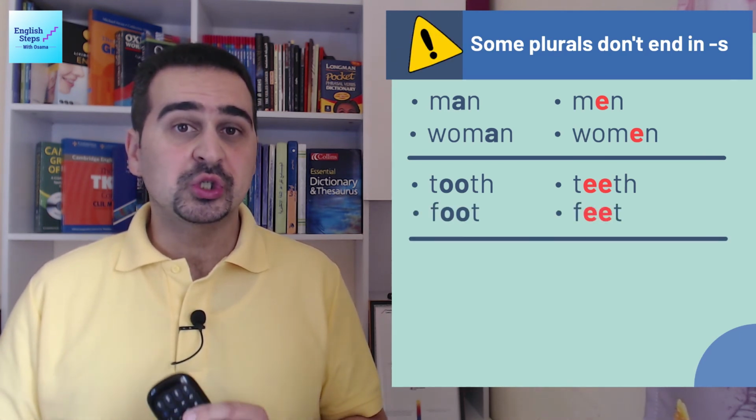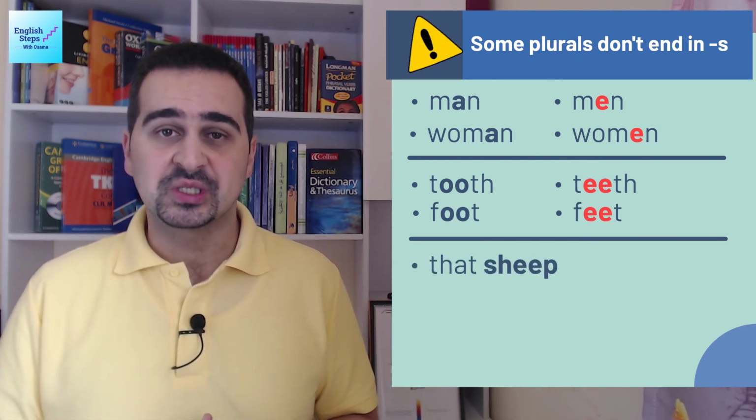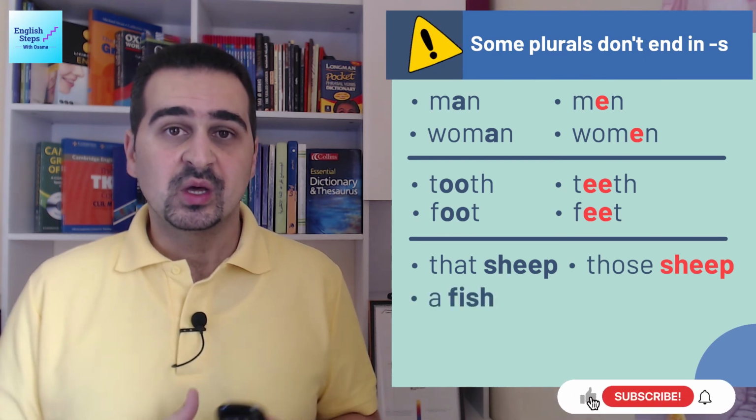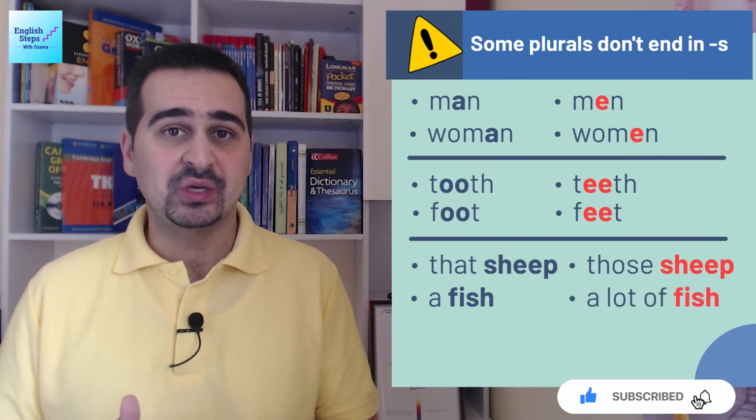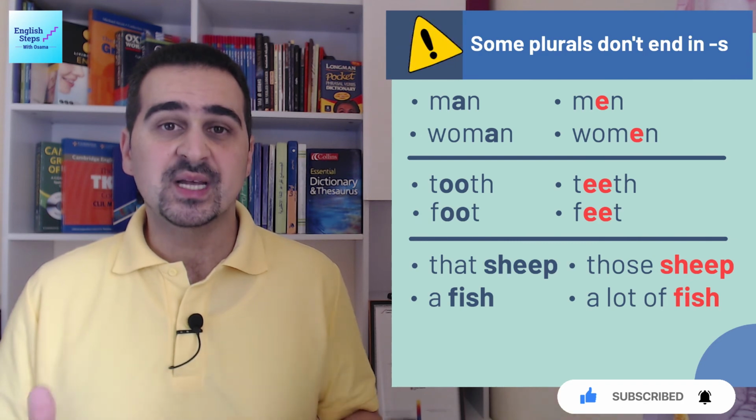Some words do not change at all, like the word sheep. I can use it as a singular and I can use it as a plural. Also the word fish. It can be used as a singular and it can be used as a plural. I say a lot of fish, some fish.